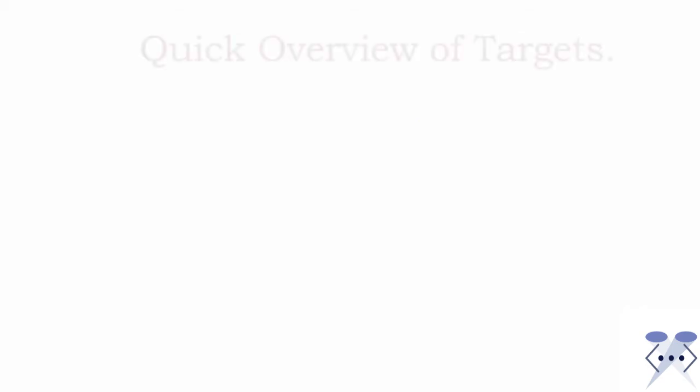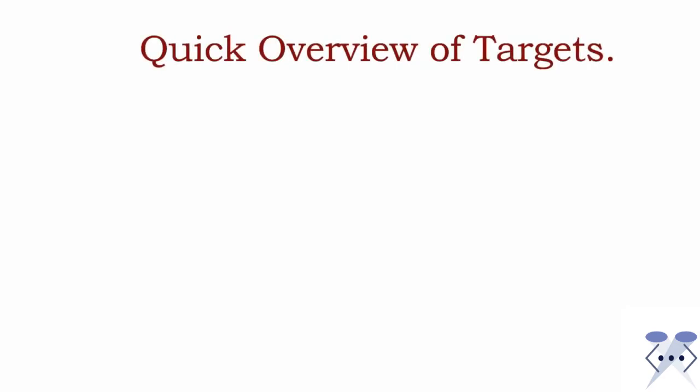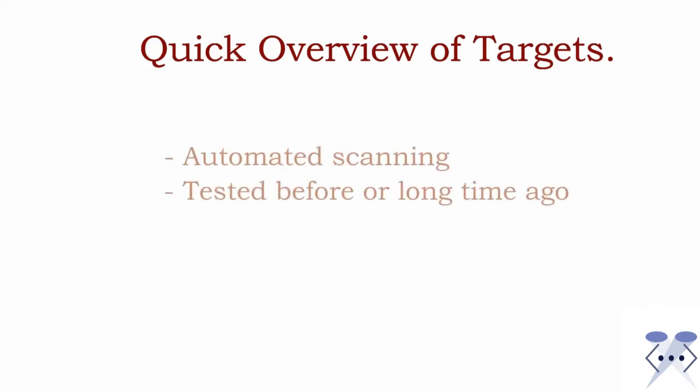The next thing, quick overview of targets. That is testing of discovered targets. This methodology usually is done with automated scanning. This basically tells the researcher whether the targets have been tested before or have been tested a long time ago. It is likely that the application has been tested by researchers before.